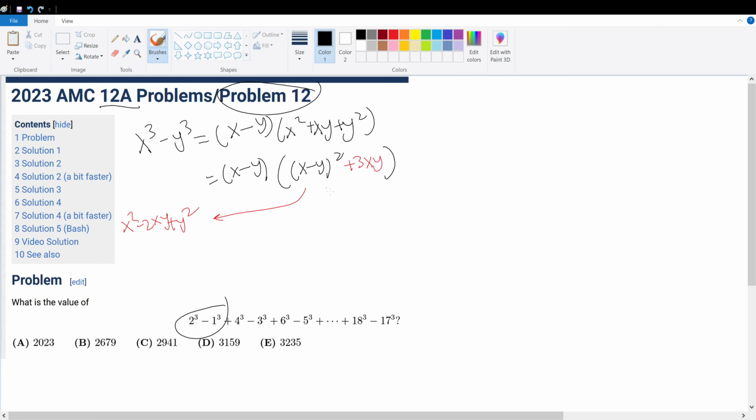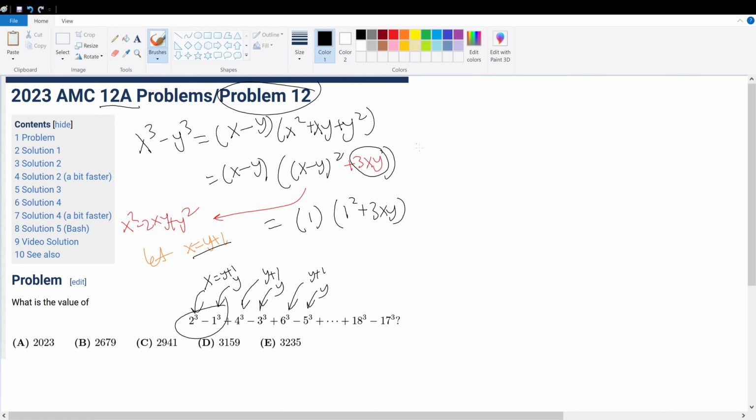So let's add 3xy. And then we can see that if we let this be x, and this be y, x is just y plus 1. Let x equal y plus 1. So this will be y plus 1 minus y, which is 1, times y plus 1 minus y, which is 1 squared, plus 3xy. I'm not going to substitute x equals y plus 1 in this part because I feel like it will make this too complicated.